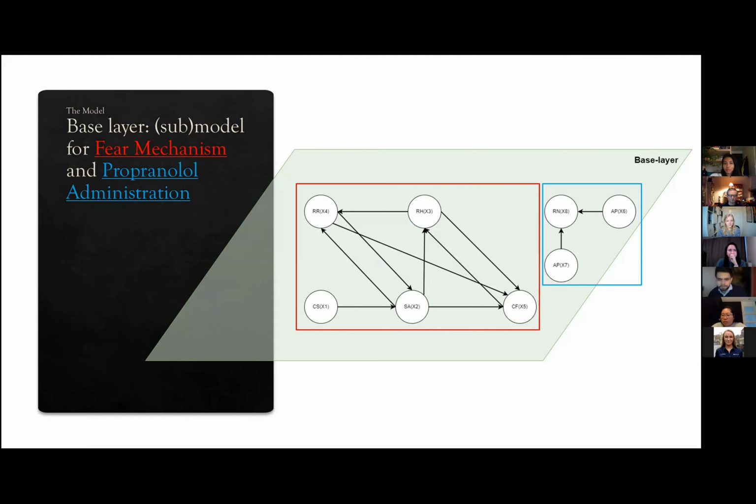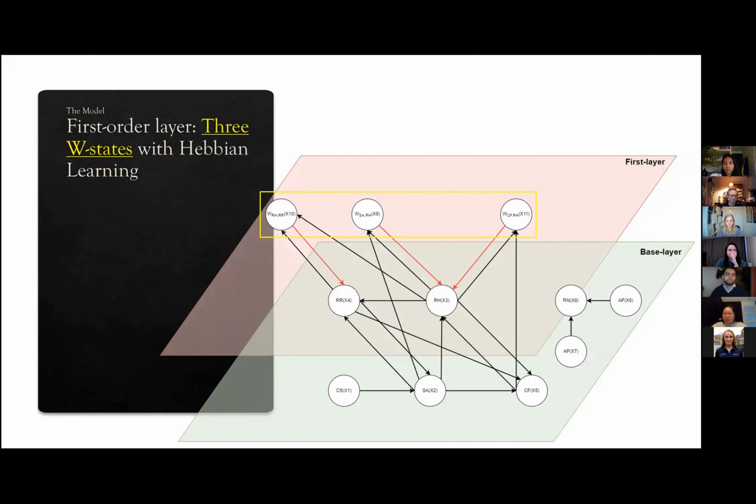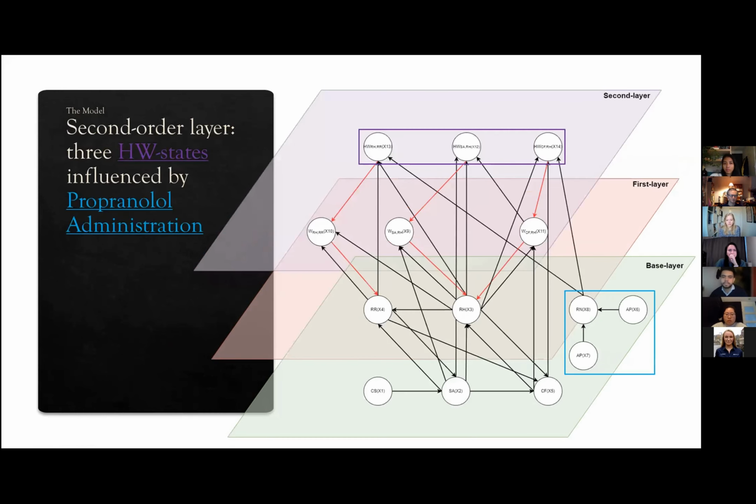Looking at the base layer, we have a submodel for the fear mechanism with the amygdala, the hippocampus and the prefrontal cortex, as well as the propranolol administration. Moving on to the first order layer, we have 3 W states with Hebbian learning, which influence the neural network. Lastly, we have the second order layer with the 8 W states, and those states are influenced by the administration of propranolol.